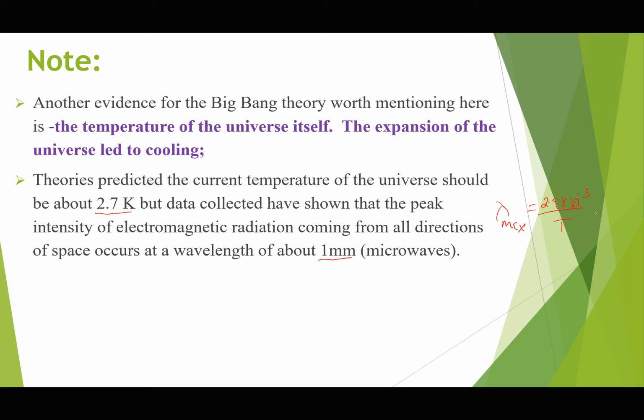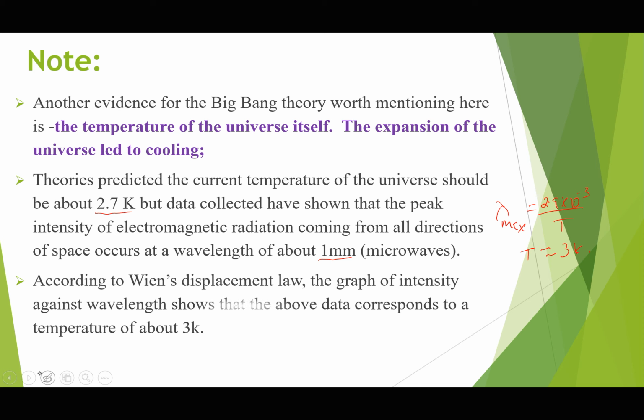The data collected has shown that the peak intensity of electromagnetic radiation coming from all directions of space occurs at a wavelength of about 1 millimeter. So if lambda is 1 millimeter, then T is approximately 2.9, which is approximately 3 Kelvin. So the temperature of the universe is supposed to be approximately 3 Kelvin, but theories predict about 2.7 Kelvin. According to Wien's displacement law, the graph of intensity against wavelength shows that the above data corresponds to a temperature of about 3 Kelvin, from that simple calculation which I've just done here.